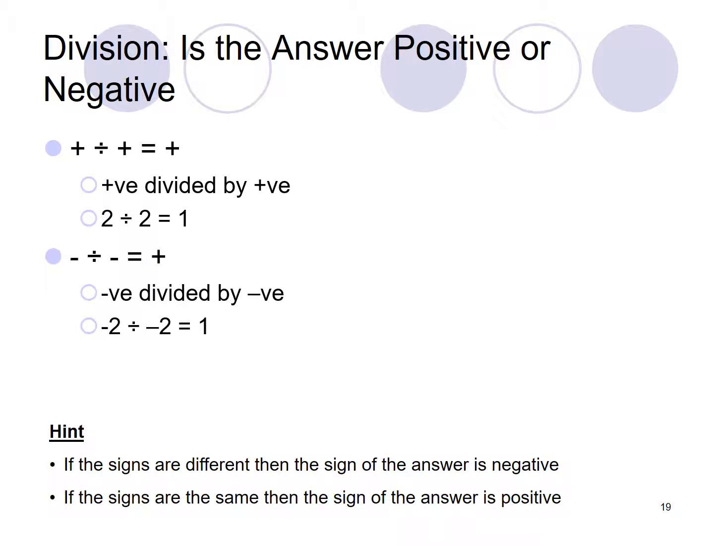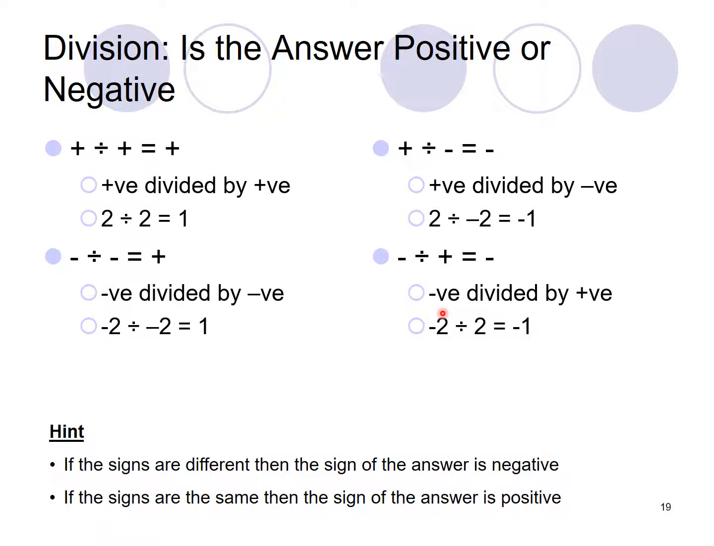So as we've said on the multiplication sign, positive divided by positive gives you positive. The signs are the same, so you keep it positive. Negative divided by negative gives you positive. So -2 divided by -2 gives you +1. If the signs are different, your answer is negative, and it doesn't matter which way around that is. So multiplication or division are exactly the same. If the signs are the same, then your answer is positive. If the signs are different, then your answer is negative.